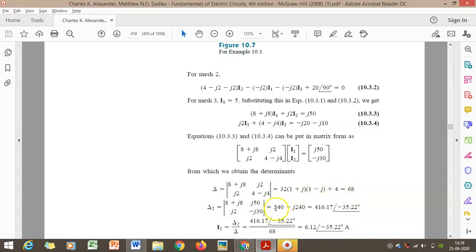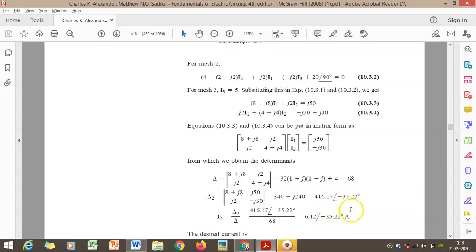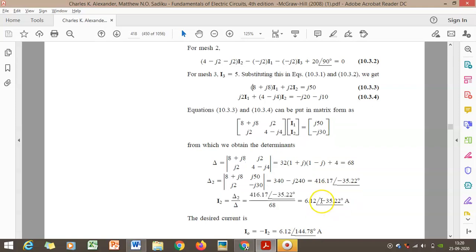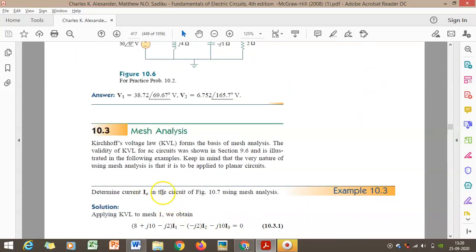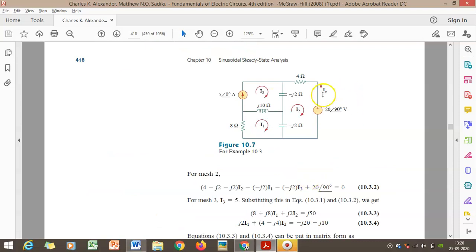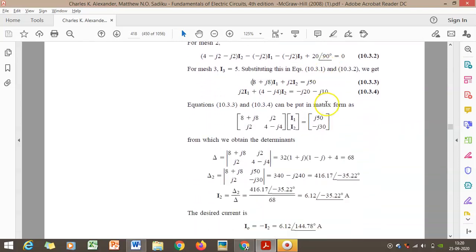For finding I2, I2 is equal to del 2 divided by del. So this divided by this, we will get 6.122∠−35.22° amps. What is the desired current? They are asking us to find only I0 in the circuit. Which is I0 here? I0 is in the upward direction, but I2 is in the clockwise direction. So it is opposite. So I0 is equal to minus I2.